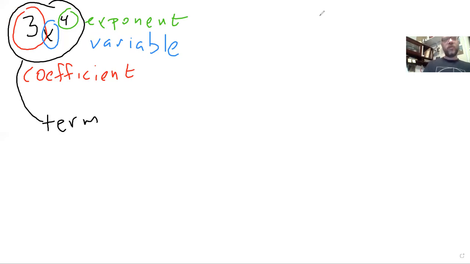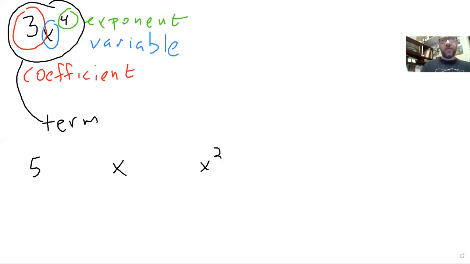Now, not every term, in fact, needs to have these things. In fact, any of them can be missing. So you don't necessarily need to have a coefficient. You don't necessarily need to have a variable, and the variable doesn't necessarily need to have an exponent. All you need is either a coefficient or a variable, really. So something like 5, that's a term, or just x. That's a term as well.